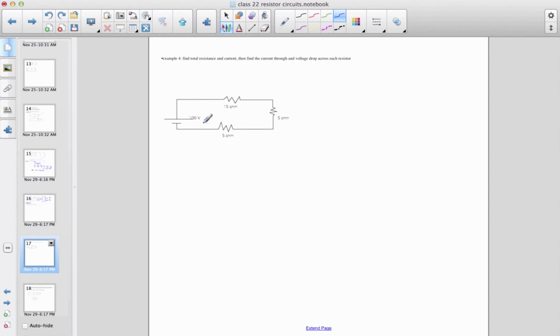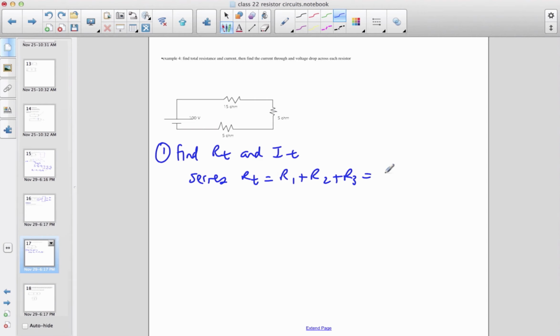Let's try another example. Here we have a 100-volt cell and 3 resistors. We notice they're connected in series, which just means connected in a row with no junctions in between. We notice as well that we don't know any voltages or currents, so we can't immediately do our deductive reasoning like we did last class. Instead, we first have to find the total resistance of the circuit. Once we've got that, we can proceed to find the total current. It's a series circuit, so the total resistance is the sum. We add them up: 15, 5, and 5, which is 25 ohms.